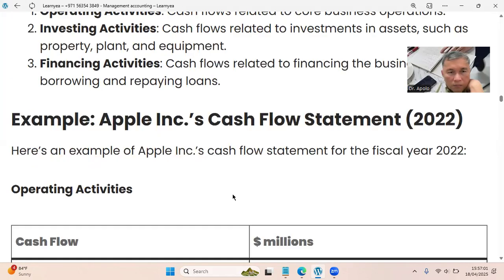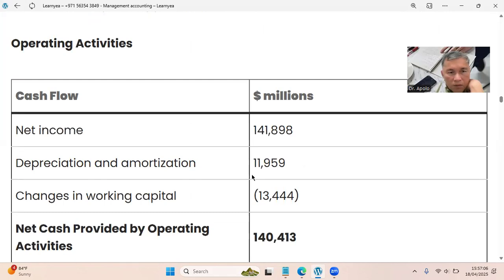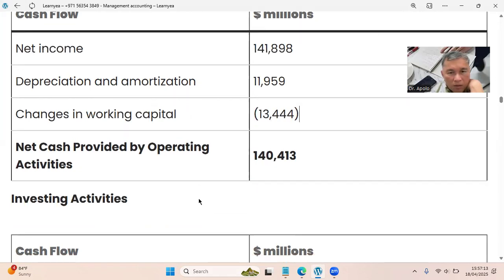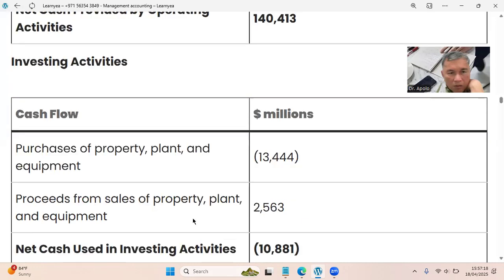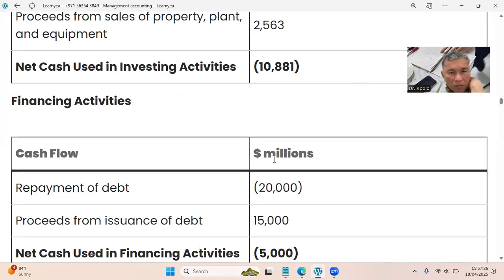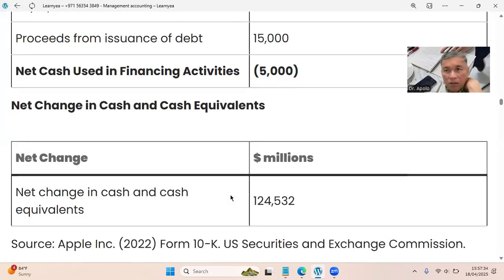For example, we have this Apple: net income, depreciation, changes in working capital, negative. The net cash flow from operating activities. Investing activities: proceeds from sales, and we have net cash flow used in investing activities. We have financing activities: repayment of debt, proceeds, and net cash flow from financing activities. We have net change in cash and cash equivalents.